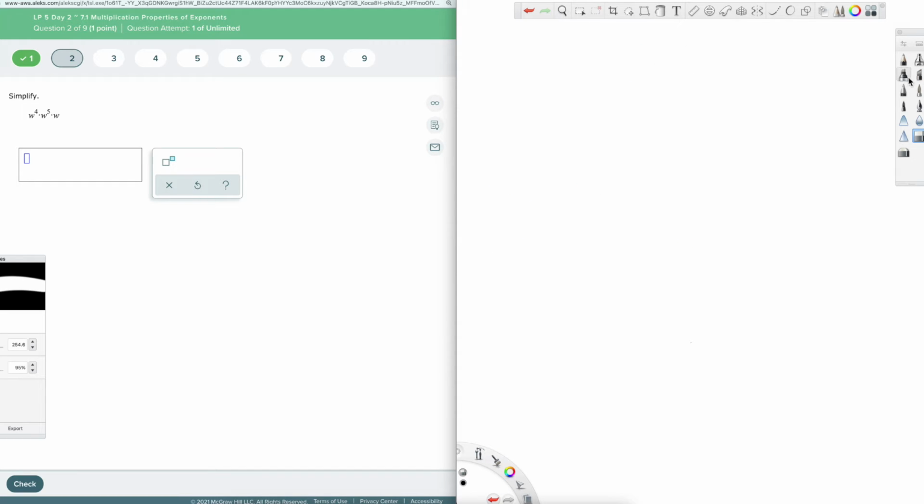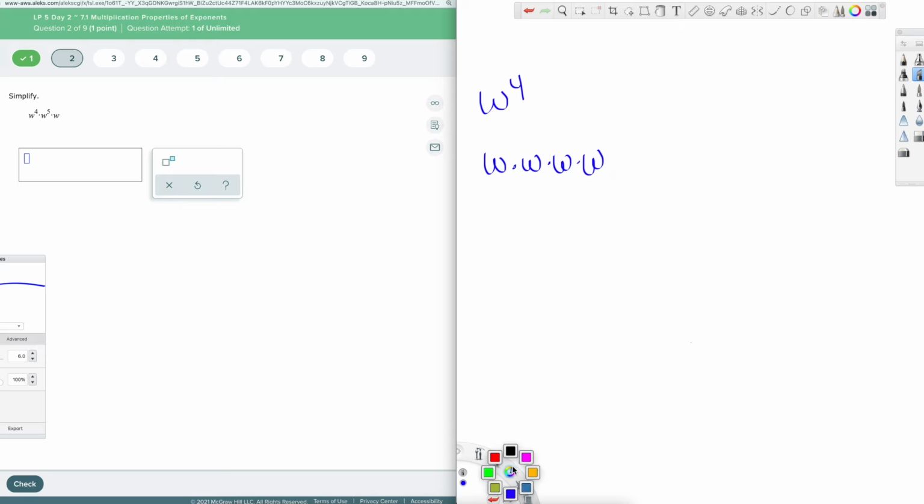So again, I'll show you one more of these expanded ones. So we have w to the 4th, so that's 1, 2, 3, 4, times w to the 5th. I forgot to change my color. W to the 5th: 1, 2, 3, 4, 5. So I have 5 of those, and then times, I have one more. I'll do that guy in pink. So I have one of those.